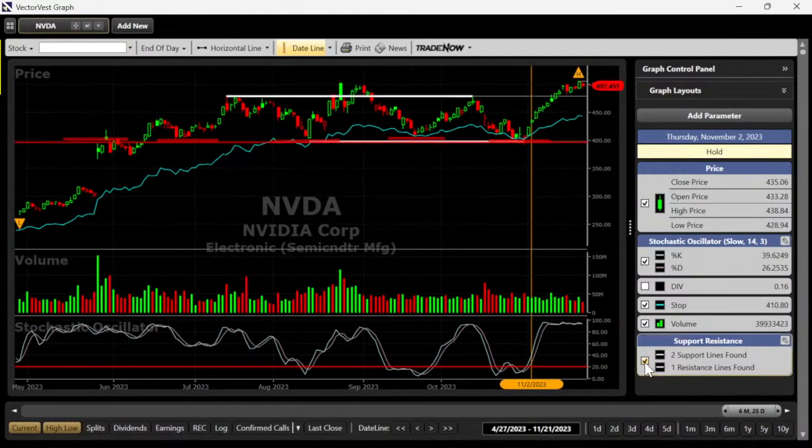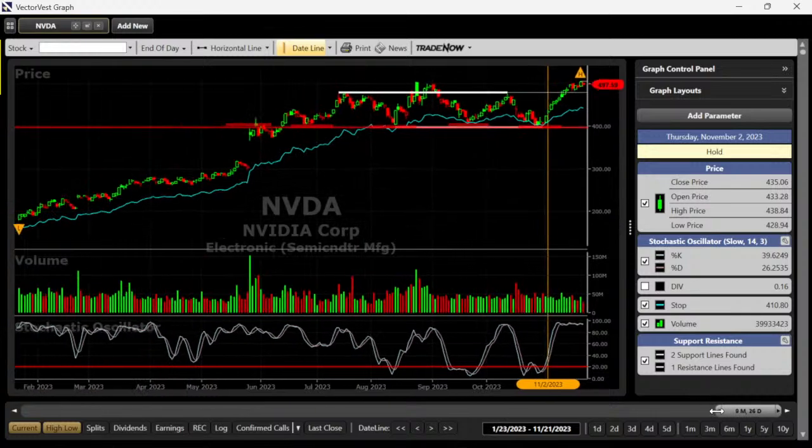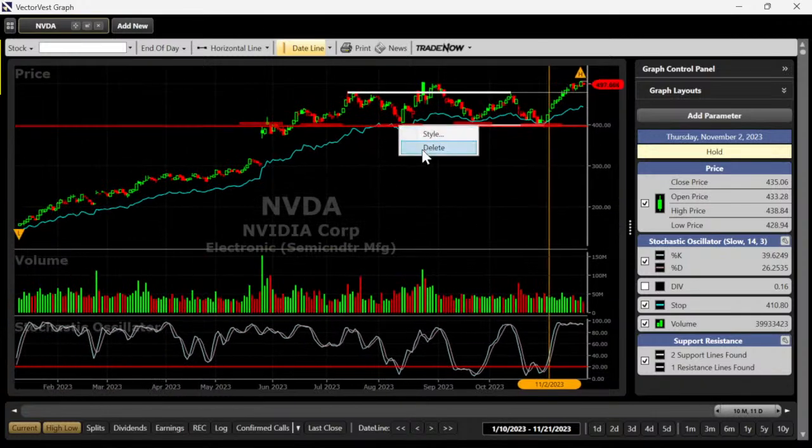Okay. But if I put support and resistance on, how is my line, guys? How is my red line there? Right at support.